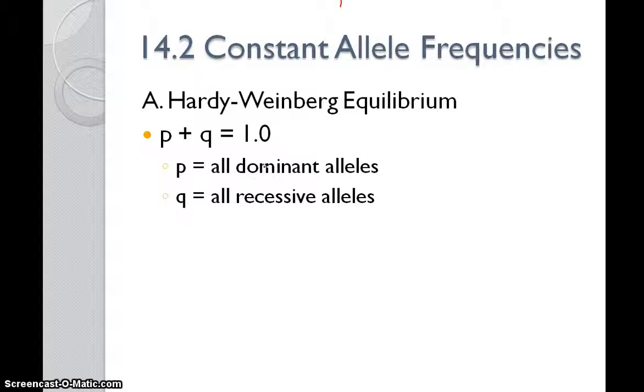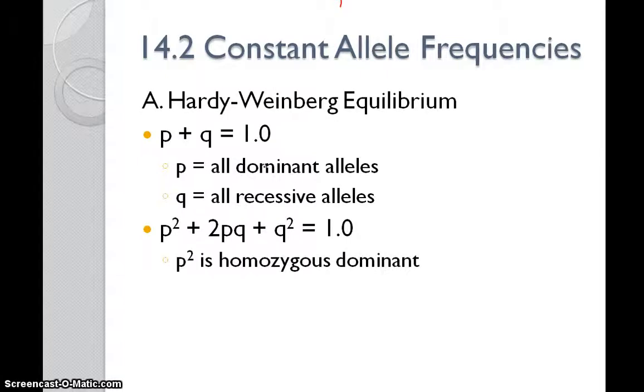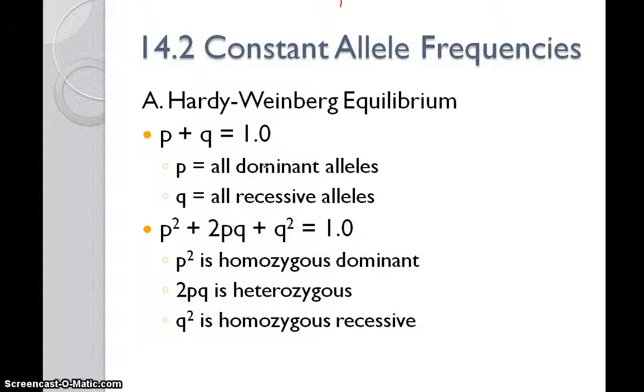We use a slightly different form of the equation. This is p squared plus 2pq plus q squared equals 1.0, where p squared is homozygous dominant, 2pq is heterozygous, 1 dominant, 1 recessive, and q squared is homozygous recessive, 2 recessive alleles. All of these would be given as decimals, and these are the only 3 possibilities, so when you add them up, it will become 1.0.